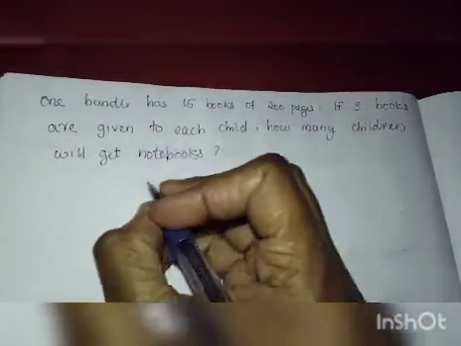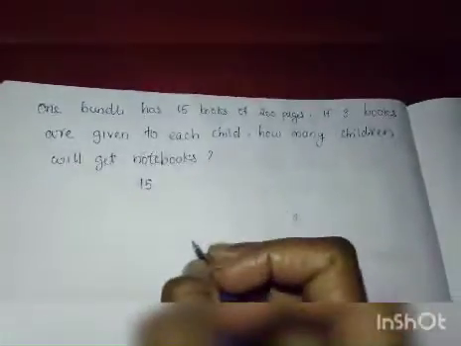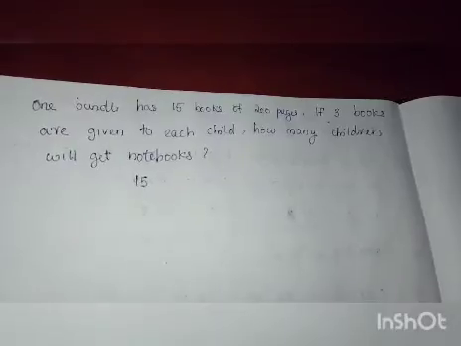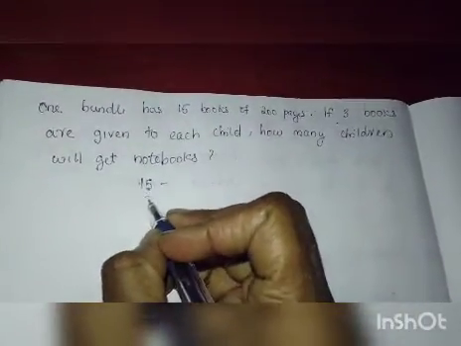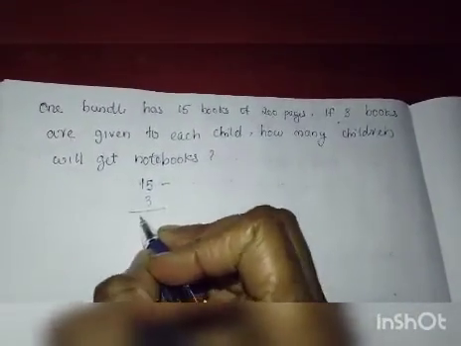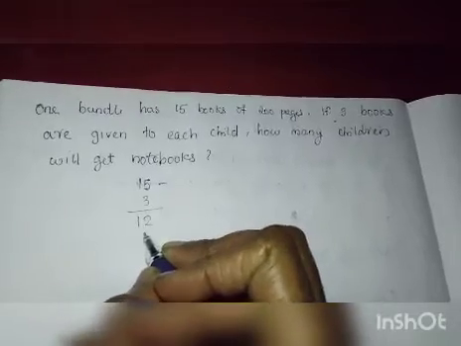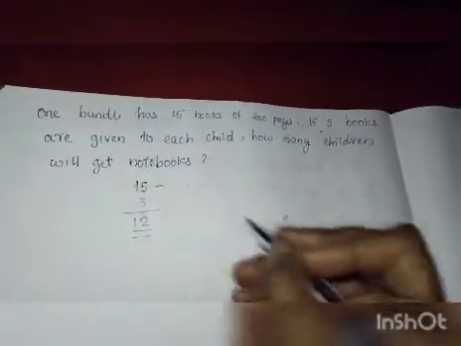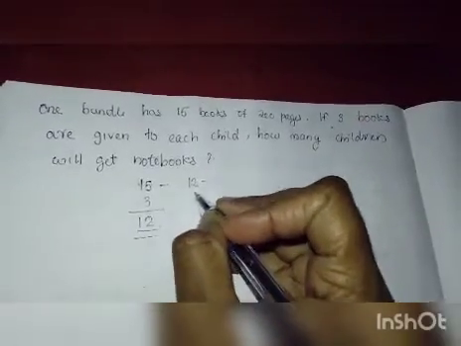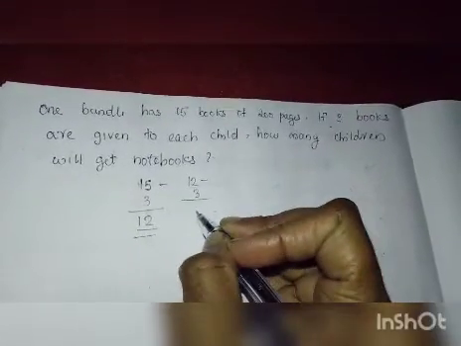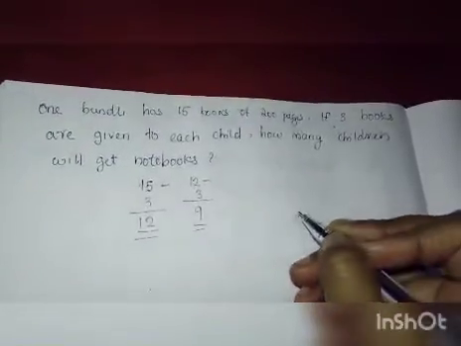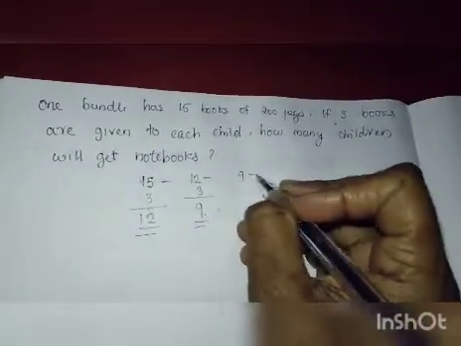First, there are a total of 15 notebooks. Each child is given 3 books. So the first child gets, 15 minus 3, we get 12. Again, there are 12 notebooks remaining. Again, we are subtracting 3 from 12. 12 minus 3, we get 9. Again, 9 books are remaining there. Again, we are subtracting 3.